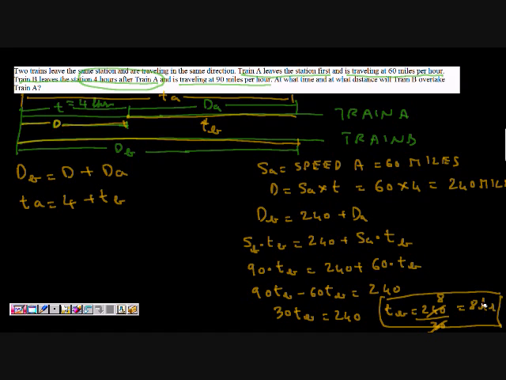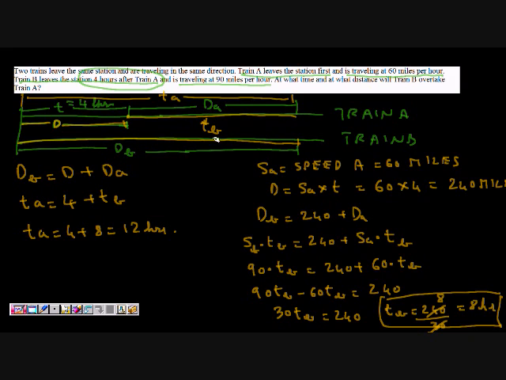So train B takes 8 hours from the time it starts before it can overtake train A. Or in other words, we can say TA is equal to 4 plus 8, which is 12 hours. Train A has to travel 12 hours before it can be overtaken by train B.